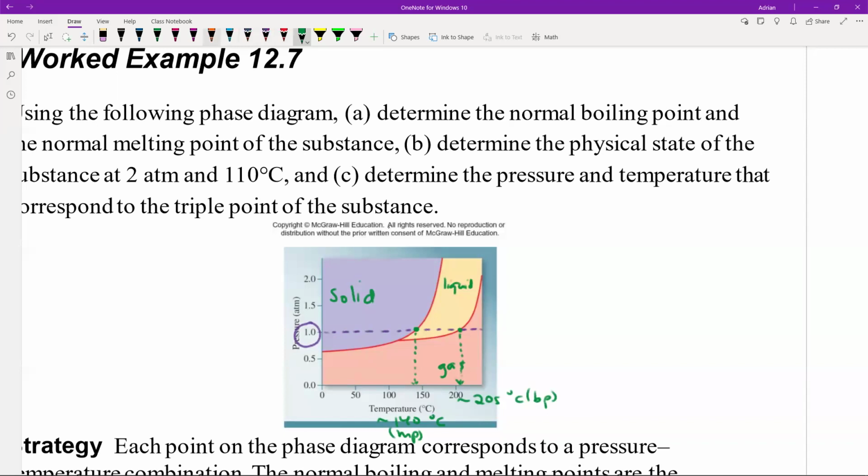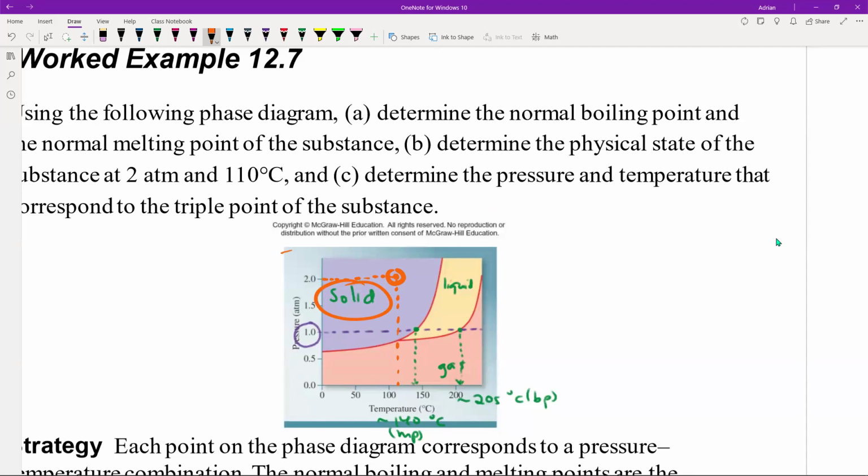Part B, it says determine the physical state of the substance at 2 atm. So that's 2 atm here. Draw a horizontal line, and 110 degrees Celsius, 110 would be maybe about here. So we just see where these line up, where they intersect right here. And that is smack dab in the middle of the solid phase. So under these conditions, it's going to be solid.